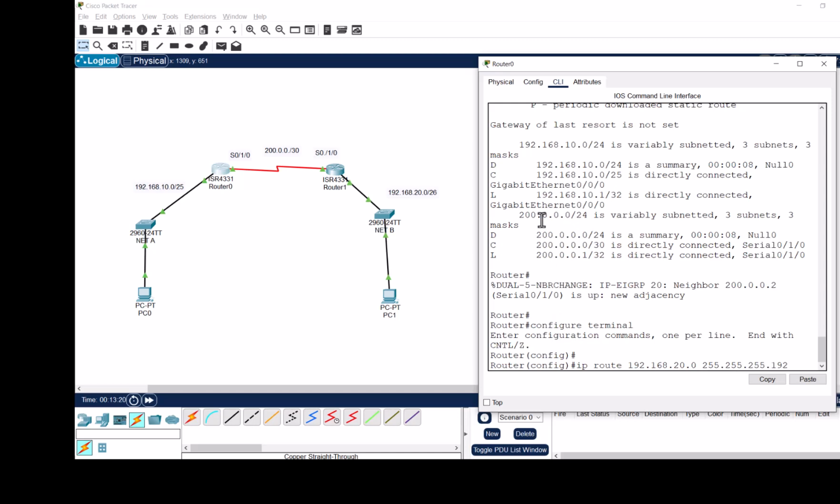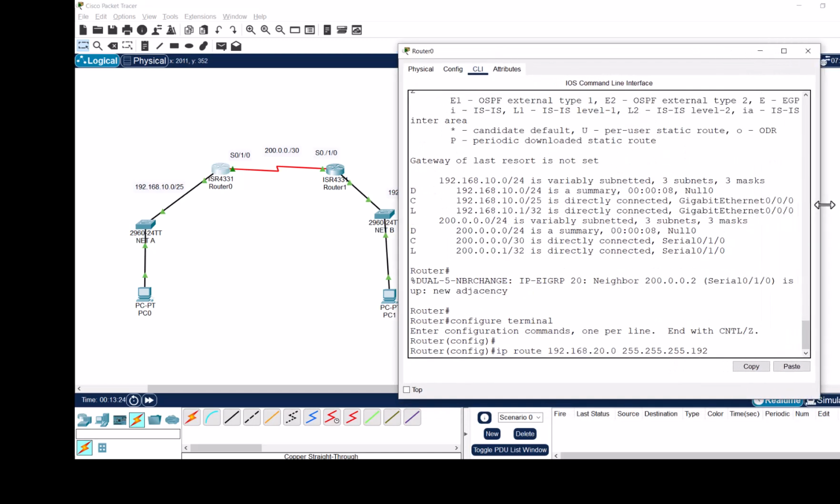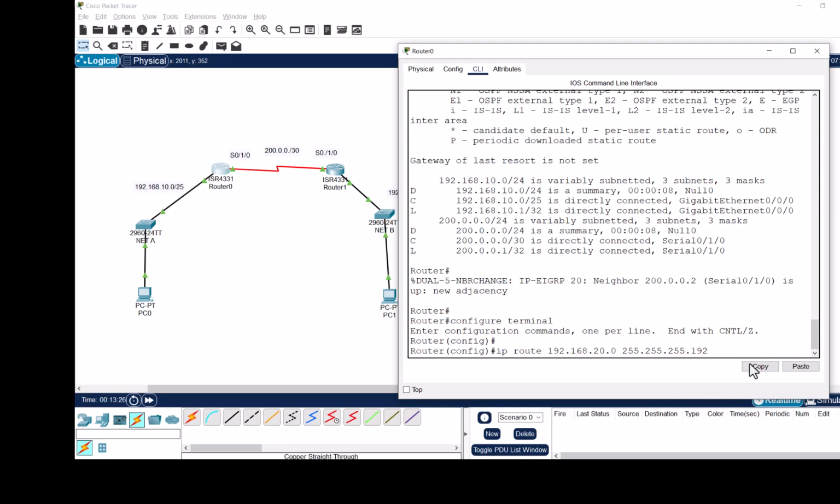192.168.20.0, 255.255.255.192. This is the network, the subnet mask, and where to send it. I will send it to 200.0.0.2, which is the directly connected router of network B. And now is the new thing. 150. This is going to be the administrative distance of this route. It's the highest possible administrative distance.